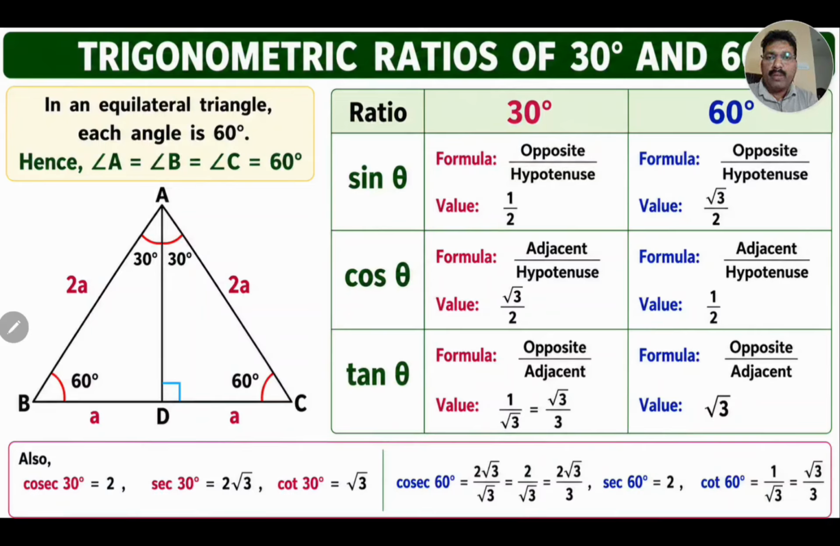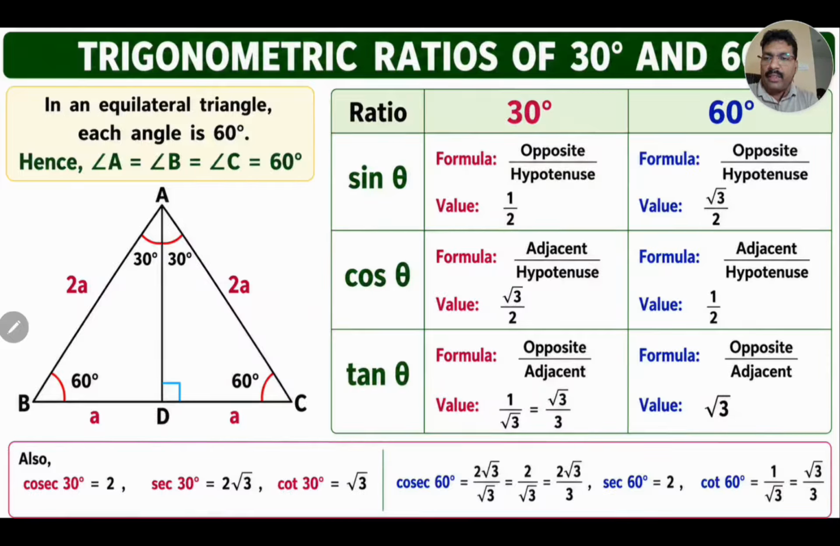Sin theta is equal to 1 by cosecant theta and cosecant theta is 1 by sin theta. Cos theta is equal to 1 by secant theta and secant theta is 1 by cos theta. Tan theta is equal to 1 by cot theta and cot theta is 1 by tan theta. Using these formulas, other trigonometric ratios also we can find.